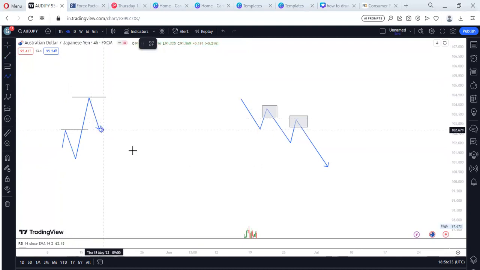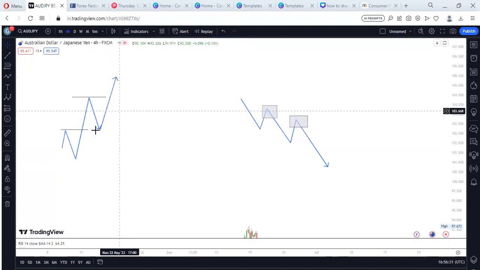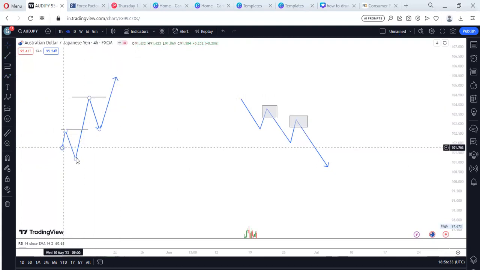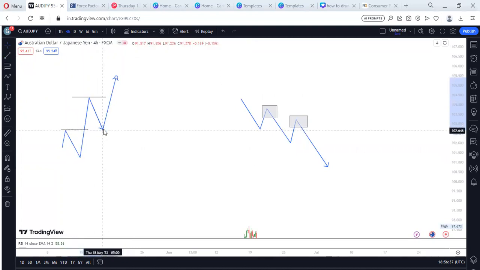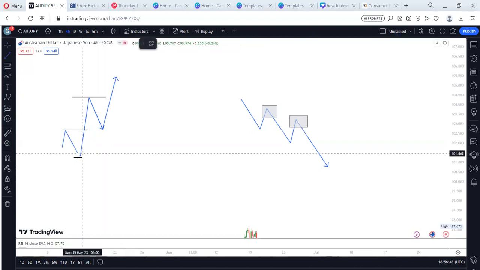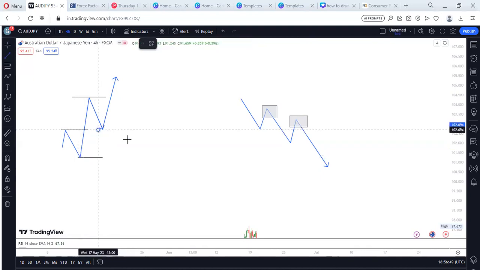Let's see. From here now, it started moving to the upside. You move to the upside. Let's say you move to the upside from here. Now what are you going to do? Now the market has given us what? Two troughs. The market has given us two troughs. One, two.